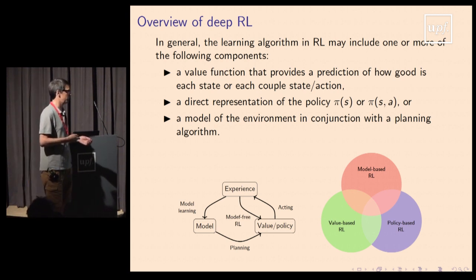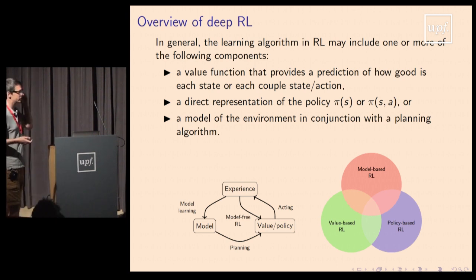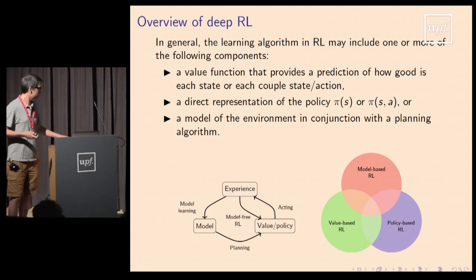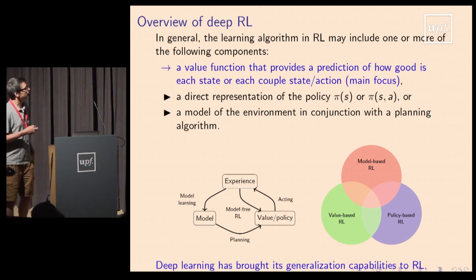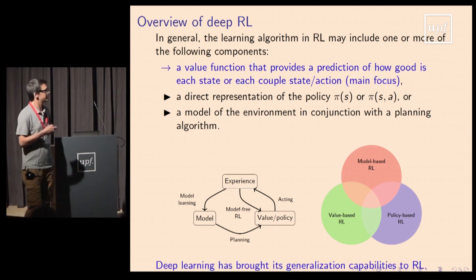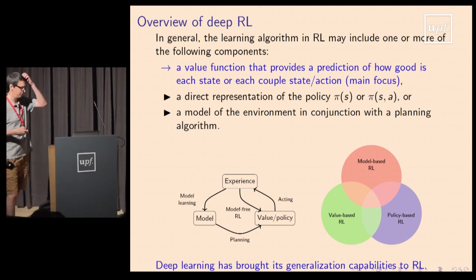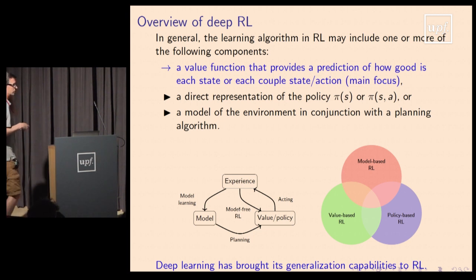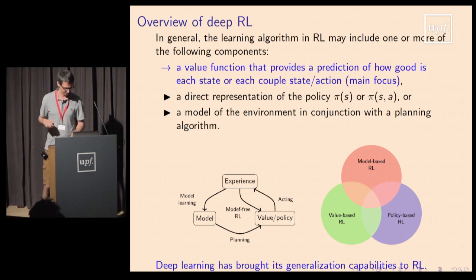And these more indirect approaches are called model-based. We'll only talk about that towards the end of the lecture. So we will focus here on value-based approaches, and in particular, with deep learning as a function approximator. You can also combine the different approaches, but again, we will focus for most of this talk on value-based reinforcement learning.